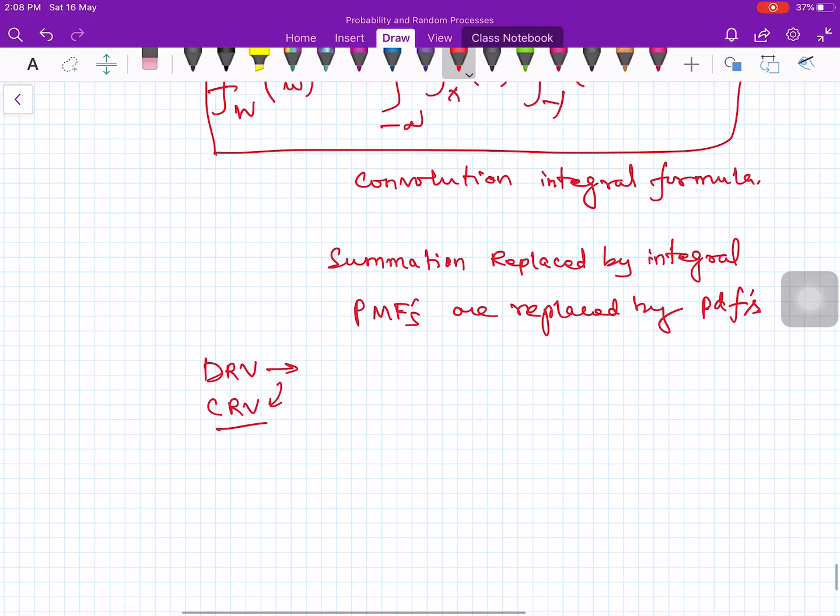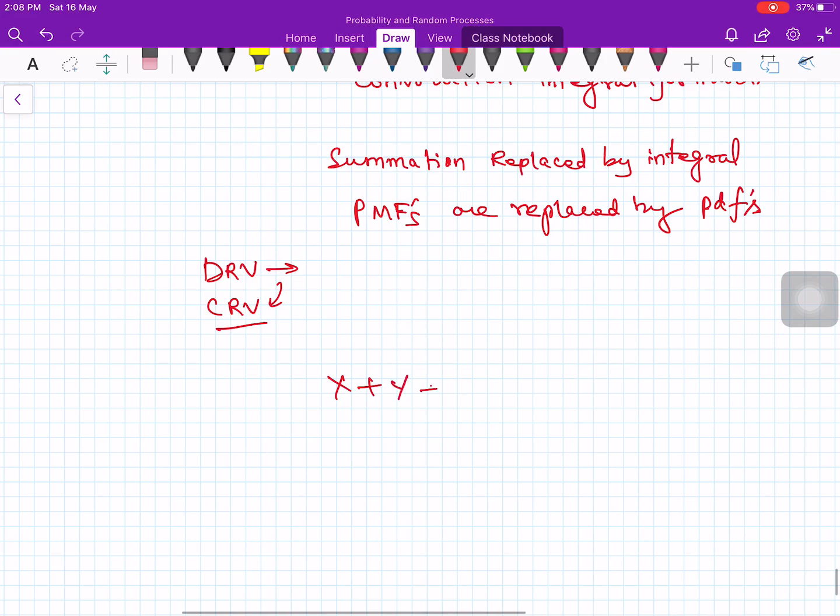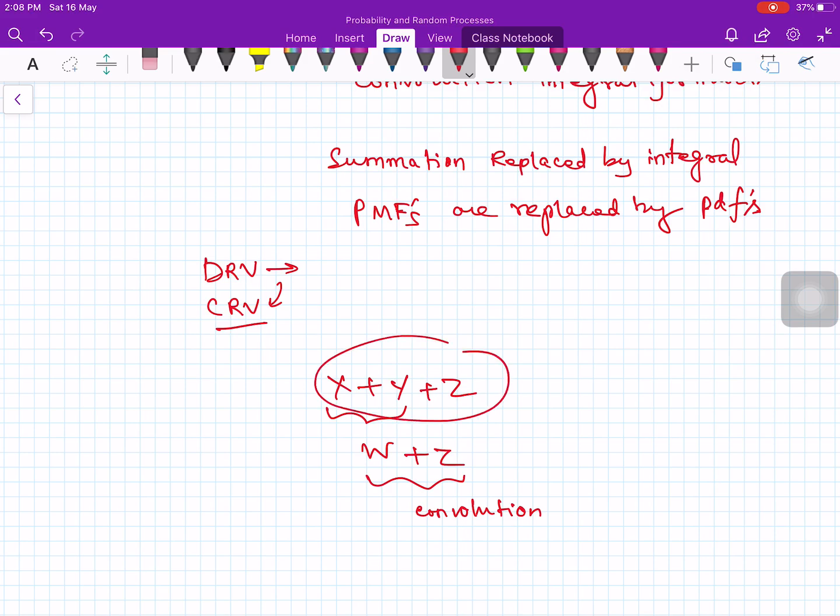Suppose you have more than two random variables, let's say X plus Y plus Z. Then first you find X plus Y, let's say that is W, then W plus Z, again do the convolution. So two times you have to do the convolution, and then you can find the distribution of the sum of these three random variables. First you find X plus Y using the convolution integral if it is continuous, and get a result. Let me call that random variable W, and then W plus Z. Again apply the same convolution integral formula and get the final random variable. Let me call it M. So like that you can work on it.